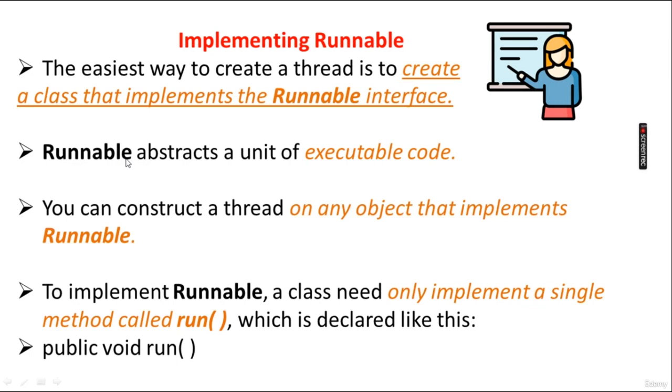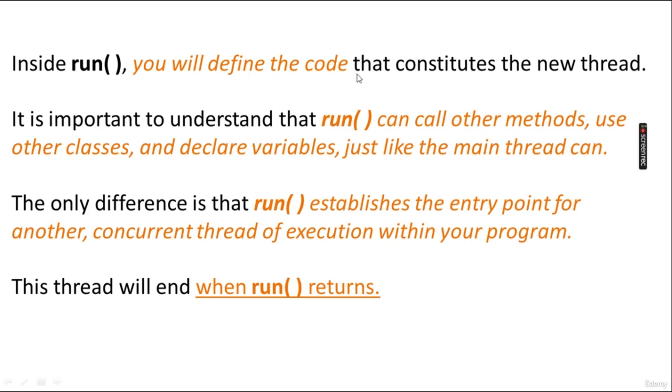To implement the Runnable interface, a class need only implement a single method called run, which is declared like this: public void run. Whatever you write into run will be called when the thread is started to run. Inside run, you define the code that constitutes the new thread. For example, that thread may read a file, open a file, execute an exe file, or read a PDF file, or anything that you can write into the run method. And that run will start after your thread starts.